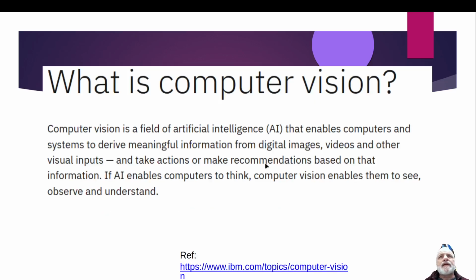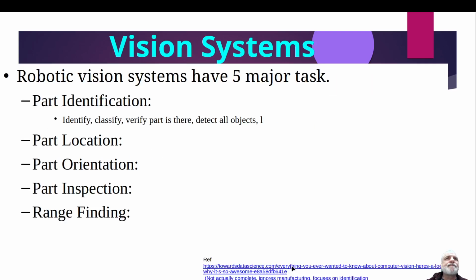Okay. Definition. What is computer vision? Computer vision is a field of artificial intelligence that enables computers and systems to derive meaningful information from digital images, videos, and other visual inputs. They can then take those actions and make recommendations based on the information. If AI enables computers to think, computer vision enables them to see, observe, and understand. Okay, so this definition came from this IBM website here.